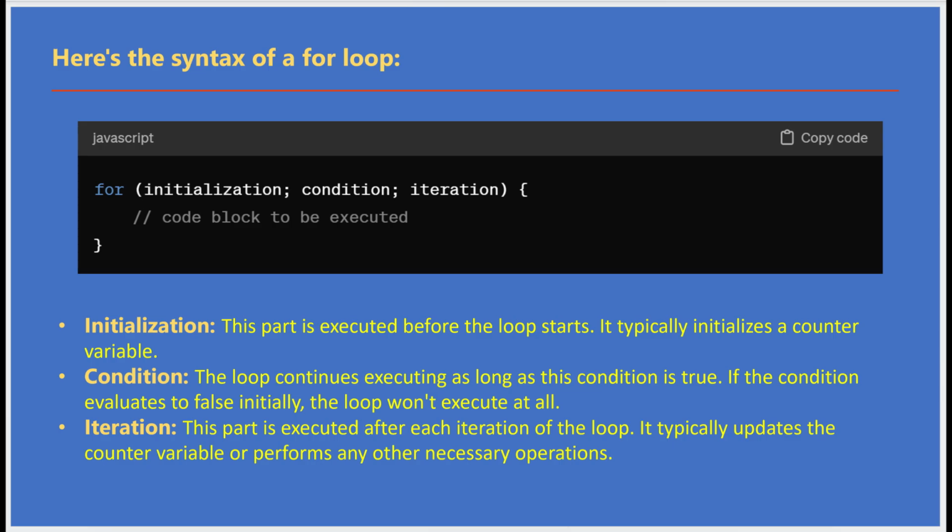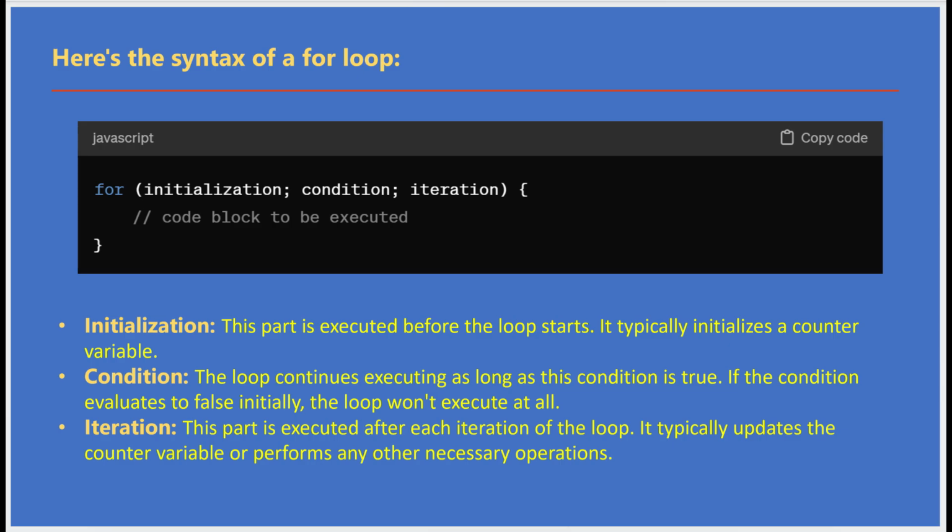Think of this as the starting point, the green light that sets the loop in motion. Typically, it's here that we initialize a counter variable. Next, we have the condition. This is the lifeblood of the loop. As long as this condition holds true, the loop keeps executing. If the loop encounters a false condition from the get-go, it won't execute at all. It's a strictly by-the-book operation.